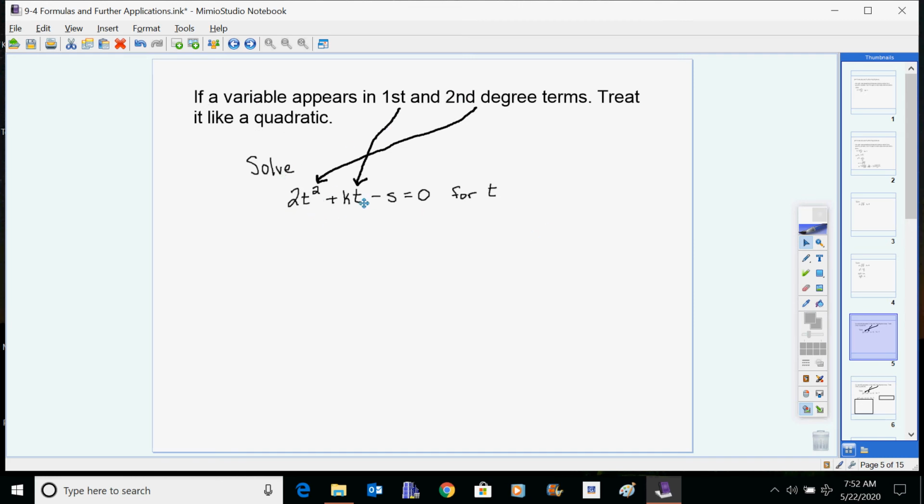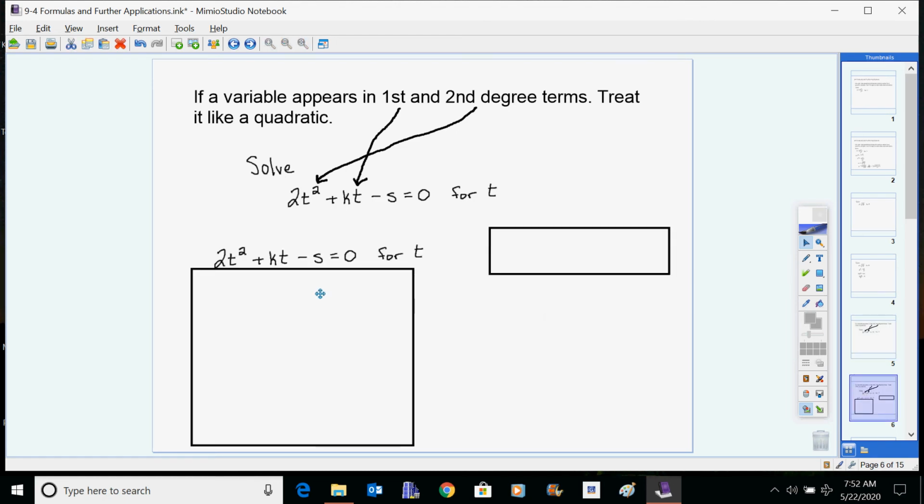It looks like a quadratic because you've got a t squared and you've got a t, but you've got other variables in instead of numbers. But you can still use the quadratic formula in that. Okay, so we're trying to solve this for t. But instead of strictly having numbers in these spots, we've got some variables.